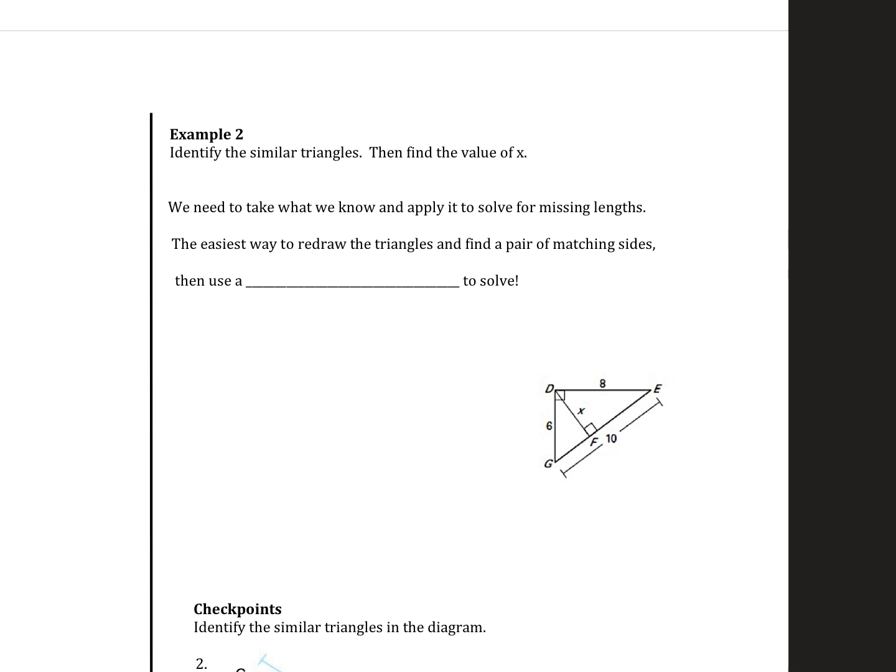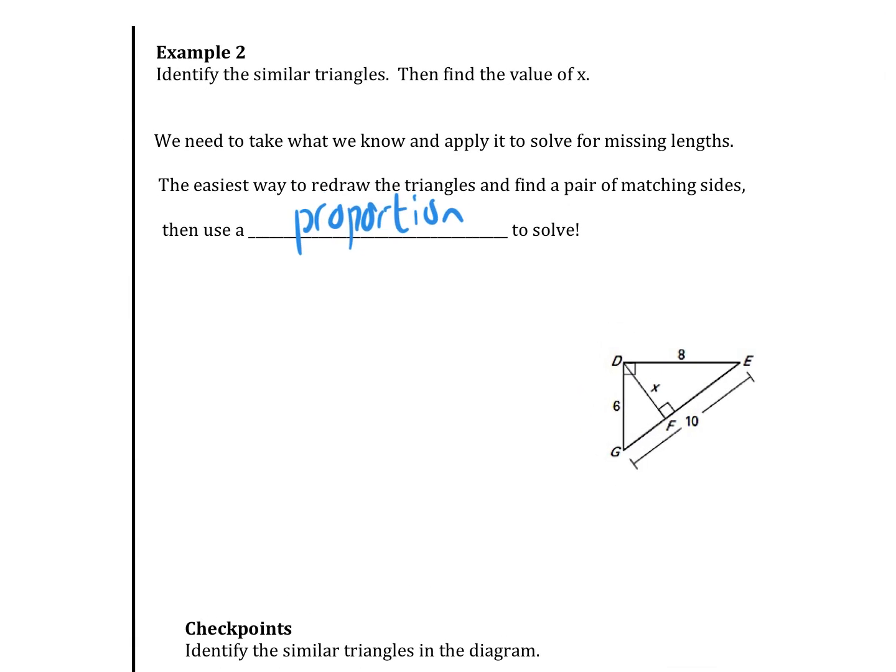So we're identifying the similar triangles and we're finding the value of x. Okay, it says take what we know and apply it for the missing lengths, and so to redraw the triangles and find a pair of matching sides. Then we're going to use a proportion to solve. Okay, so we're going to do the same thing. We're going to draw them. We're also going to do a little table just so you guys can see both. Okay, so the large triangle, let's just draw these kind of small here.